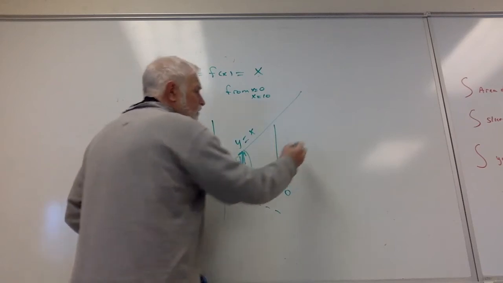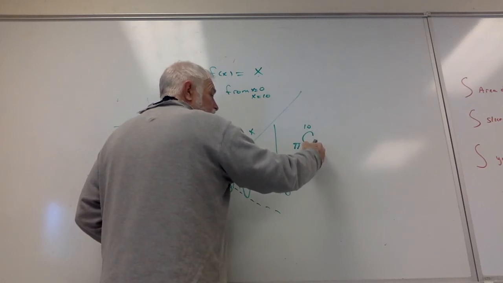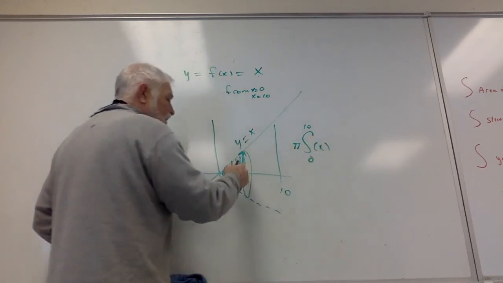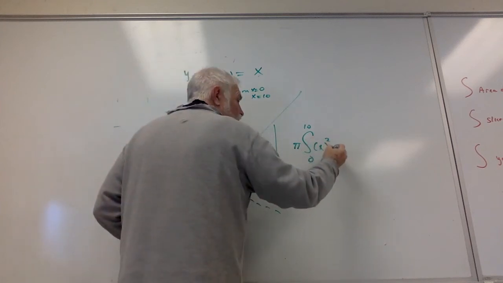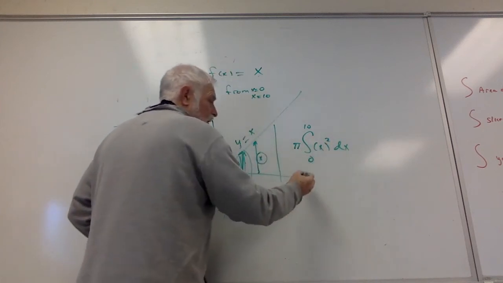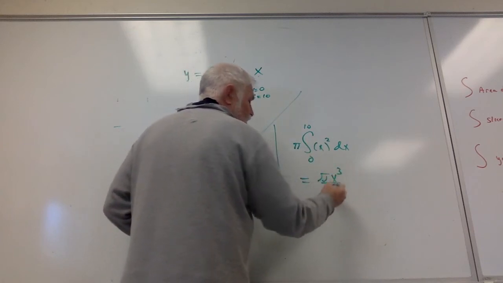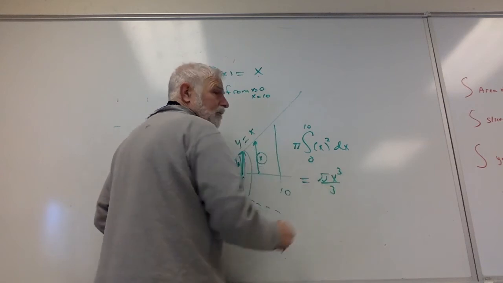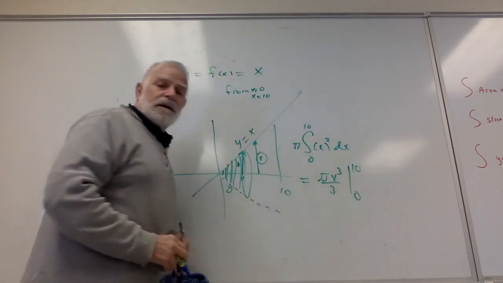All right, so what do you have? From 0 to 10, pi r squared, in this case x is determining each radius, is x units high. You're squaring it, dx. We can do that one pretty easily. Pi x cubed over 3. Oh, there's your pi r cubed over 3. There's your volume of a cone from 0 to 10, and you've got it nailed.